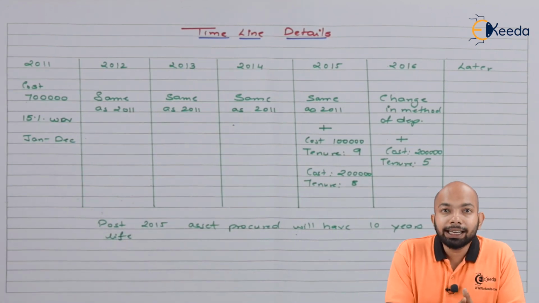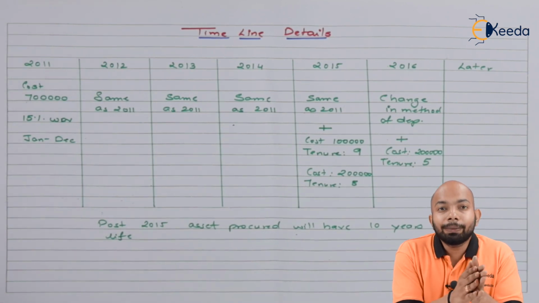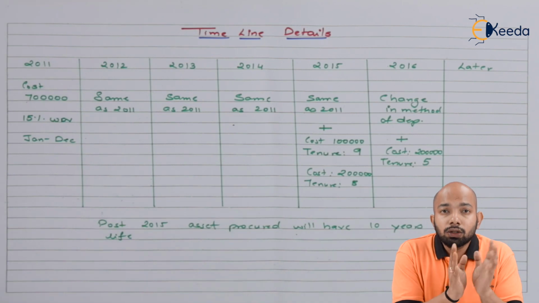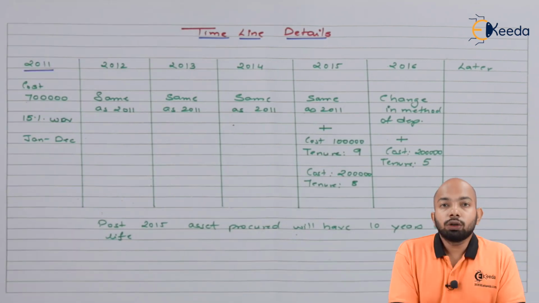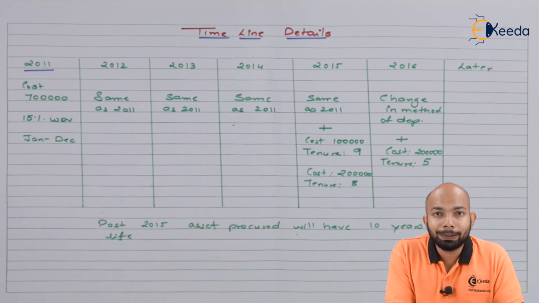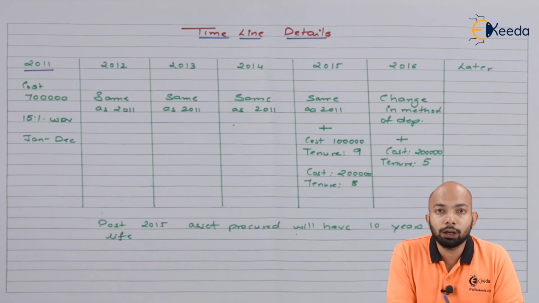So we prepared the timeline details here, which includes from 2011, that means the date of incorporation of this company, until 2016. So if you can see, we have mentioned them into columns so that it is easy for you to understand where these details are coming from and what is the effect of it. In 2011, we had an asset procurement of 7 lakh rupees. We have assumed that it is from Jan itself and the tenure is 12 months on 15% diminishing value, that means written down value here.